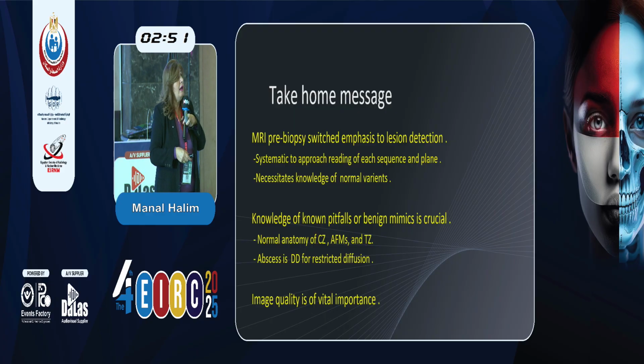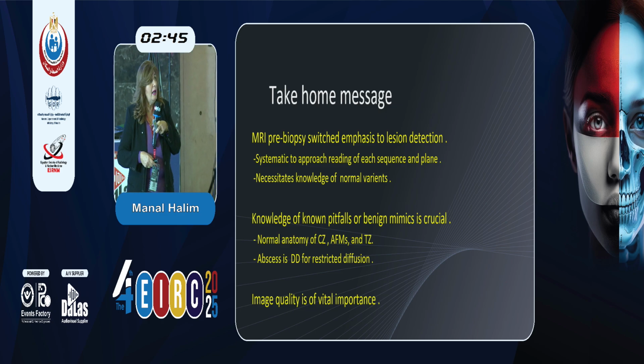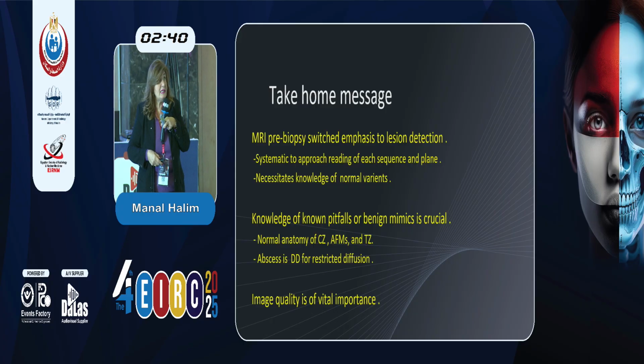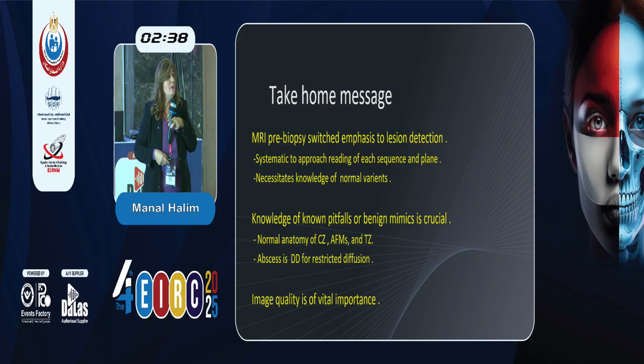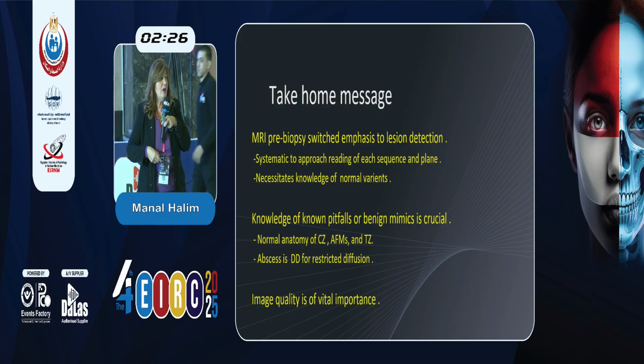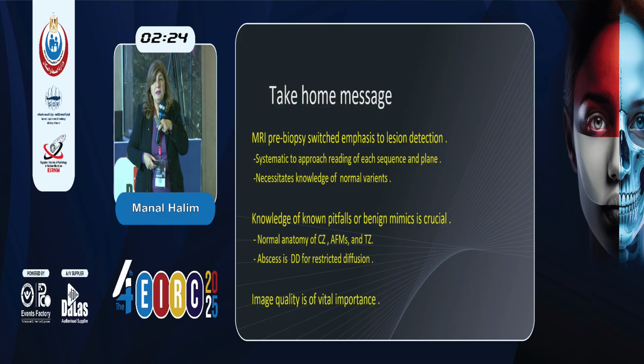Again, a systematic approach to reading each sequence and plane is important, and it requires knowledge of normal variants, as I said before. Knowledge of known pitfalls of benign mimics is crucial, especially the normal anatomy: central zone, anterior fibromuscular stroma, transitional zone. Abscess is a differential diagnosis for restricted diffusion, and at last, take care of the image quality, which is of vital importance when doing MRI. Thank you very much.